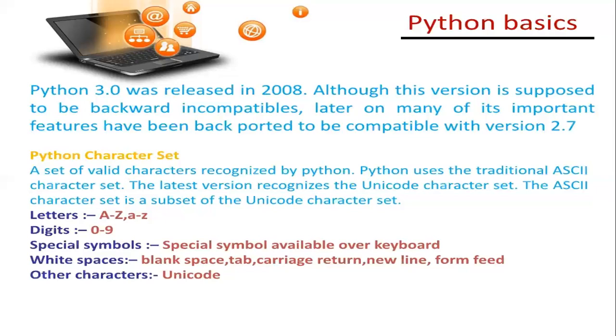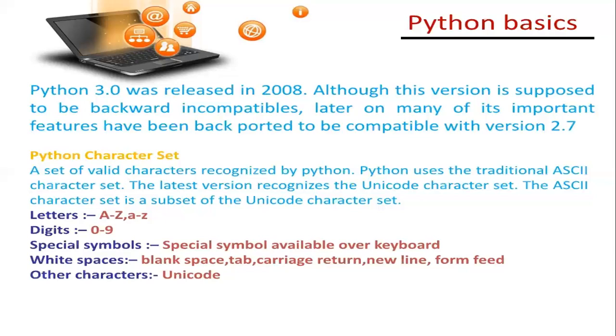We will first discuss the basic elements of Python like character set, tokens, expressions, statements, operators, input, output, etc. Just like in any language, we have alphabets. Similarly, in Python also we have a character set. A character set is a set of valid characters recognized by Python. A character set represents any letter, any digit, or any symbol.